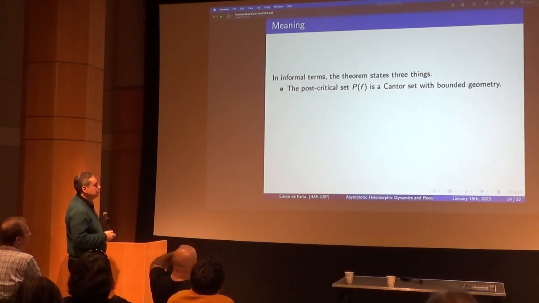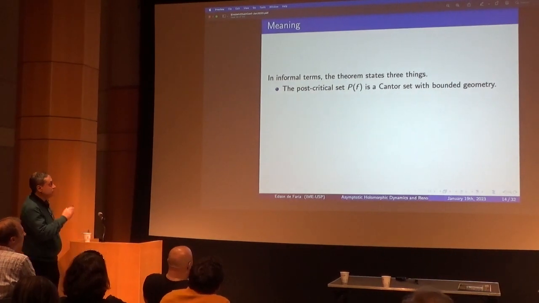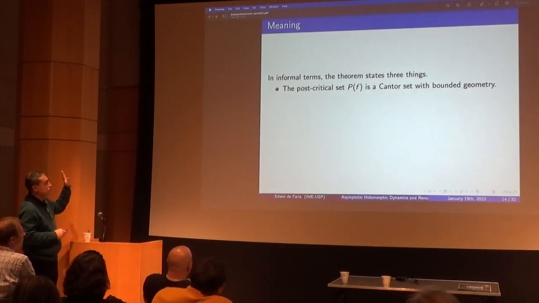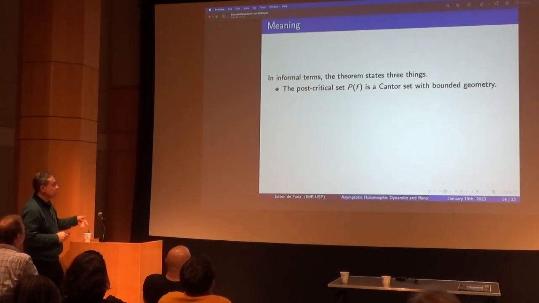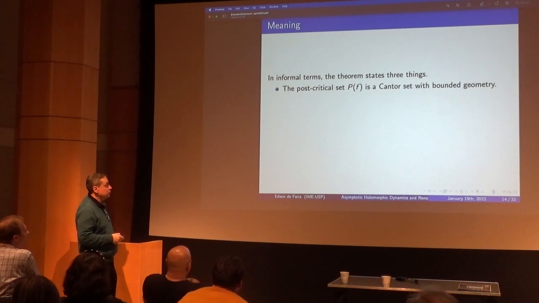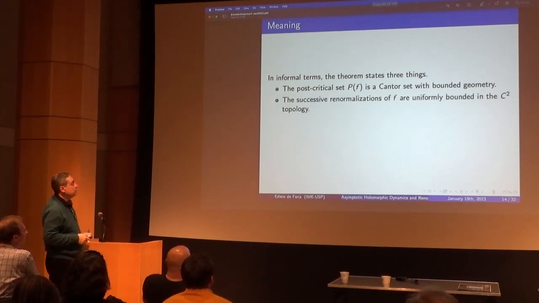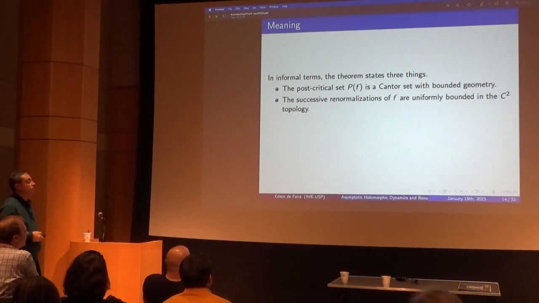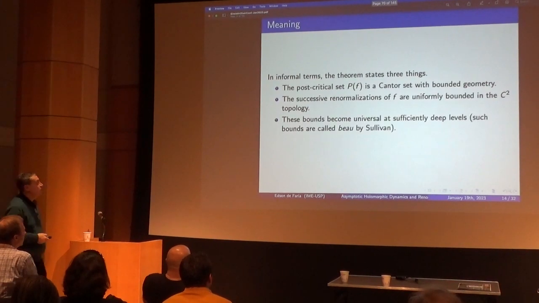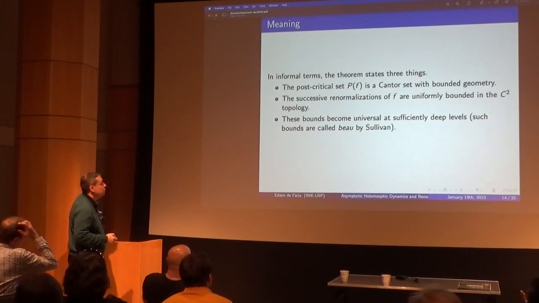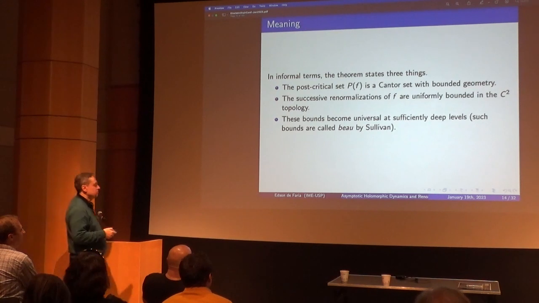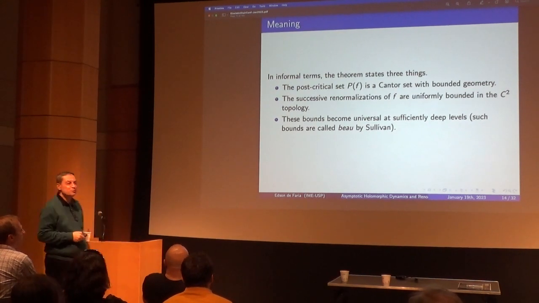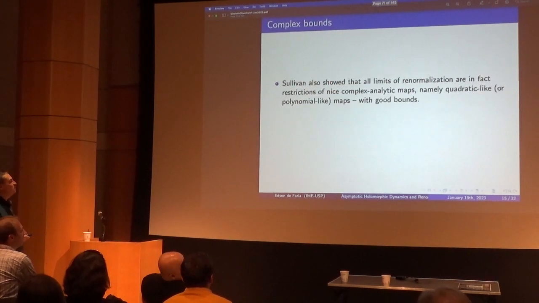Okay? But like I said, it is better to, rather than try to memorize the statement, just think about it in formal terms. So it's saying that the post-critical set is a Cantor set with bounded geometry. It's saying that the successive renormalizations of the map are uniformly bounded in the C2 topology, and that the bounds are becoming universal at sufficiently deep levels. This is what Dennis used to call, I think maybe he calls, bounds. There is an in-joke here which I'm not going to go into, but which has to do with Feigenbaum, but anyway.